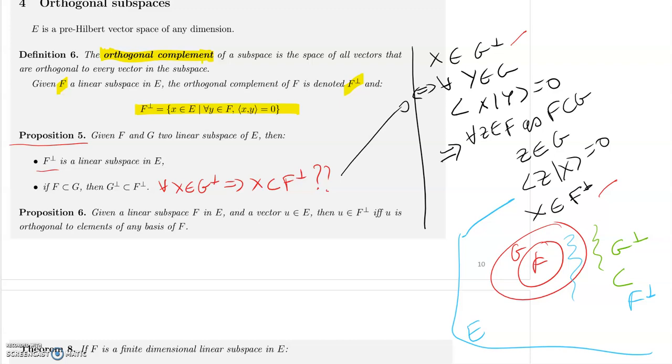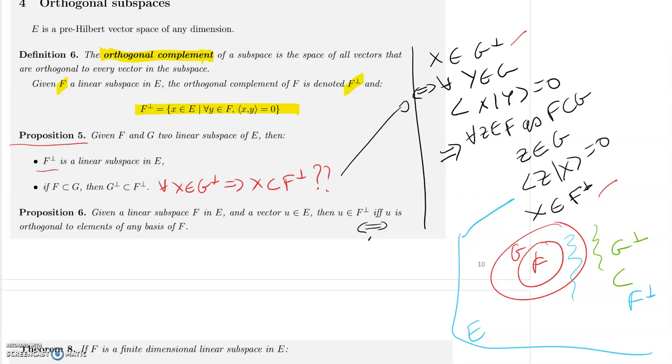All right, next we get this proposition. Given a linear subspace F in E and a vector u in E, then u belongs to the orthogonal of F if and only if u is orthogonal to elements of any basis of F. Okay, so that's also pretty direct to prove. So what do we have? First of all, we've got an if and only if, which means that you've got an equivalence. So we need to prove this equivalence.